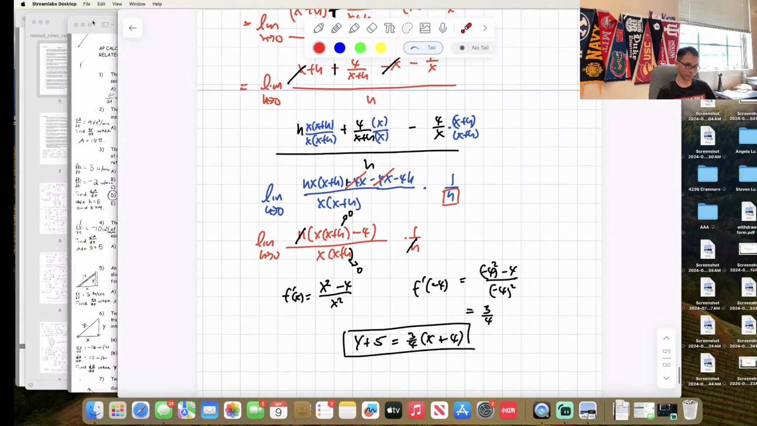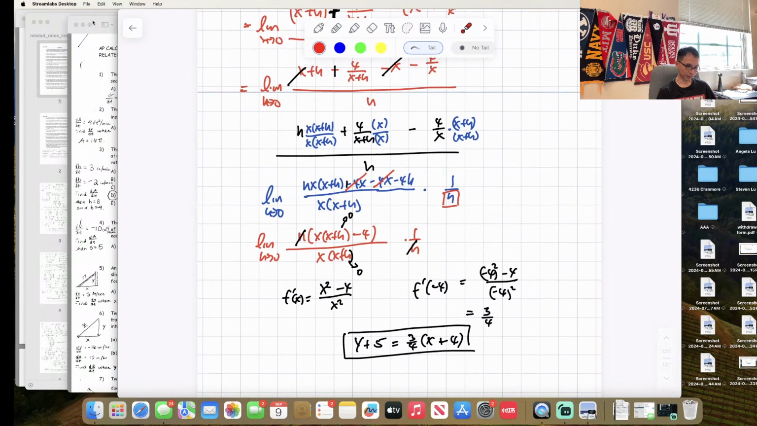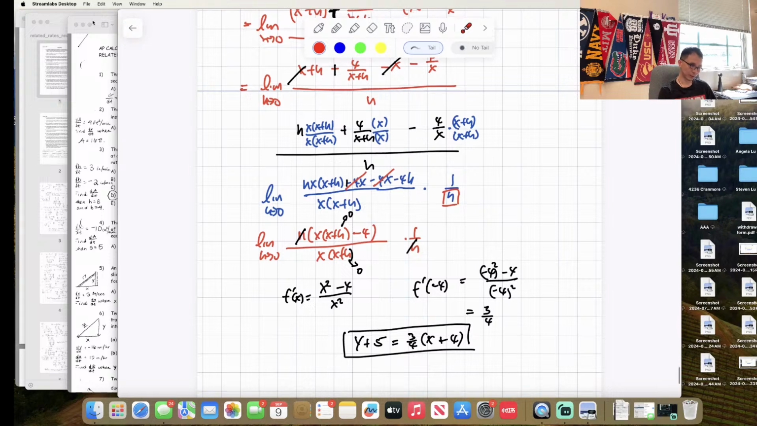Where did the x squared come from? Where'd you get x squared? Those x should multiply together.